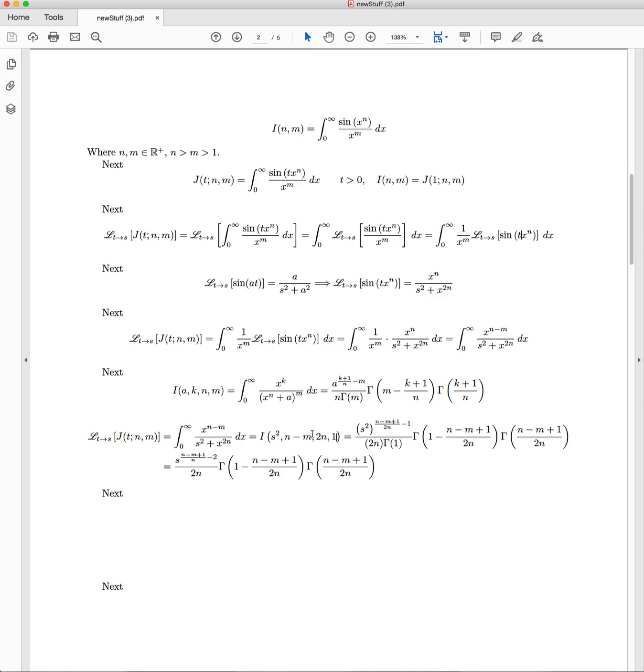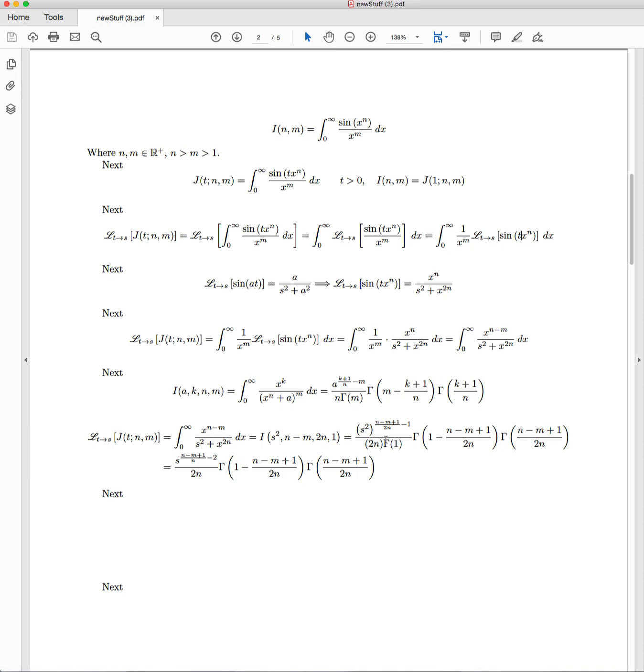So a is s squared. Remember, we have k plus 1. K is n minus m, so that's why we have n minus m plus 1 divided by n. Remember, our n is 2n, and then we just have minus m. M is equal to 1, so that's subtract 1. N here again is 2n, and I know it's a little bit confusing saying that, but that's just how it is. Gamma of m is equal to 1, so we've got gamma of 1, times gamma of m minus k plus 1 over n, so that's 1 minus n minus m, k is equal to n minus m, plus 1 over n, which is 2n, times gamma of k plus 1 over n, which, as we just illustrated, is gamma of n minus 1 plus 1 over 2n.